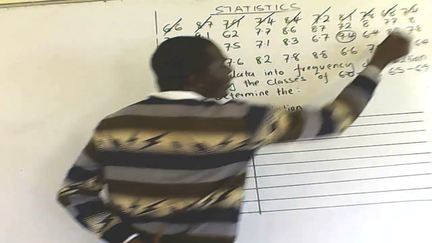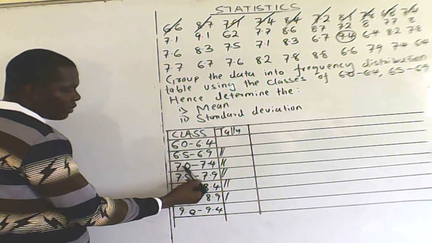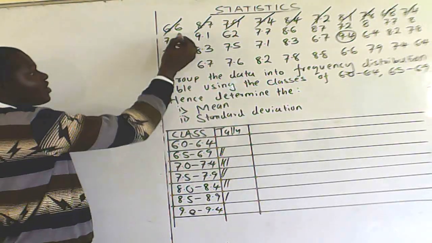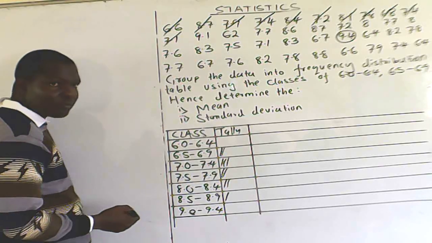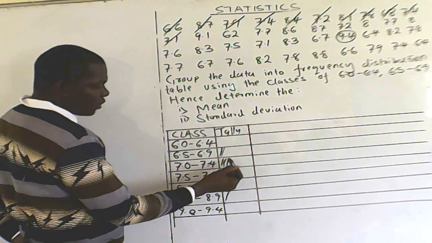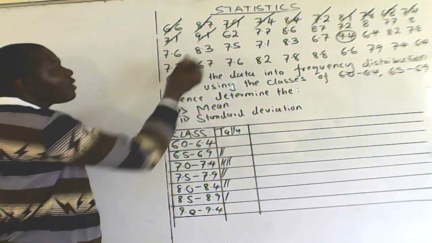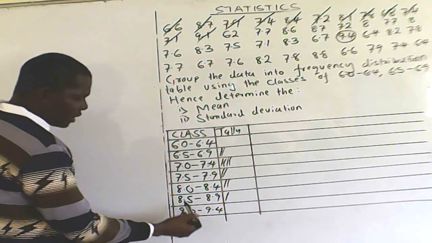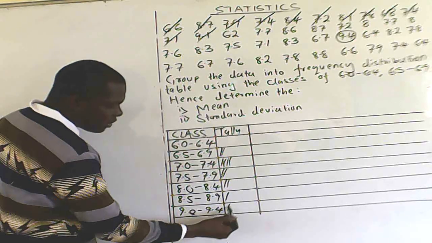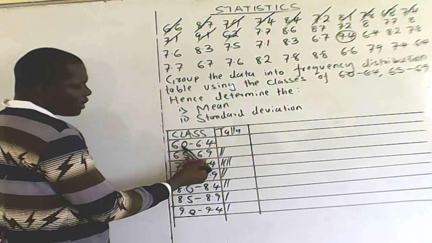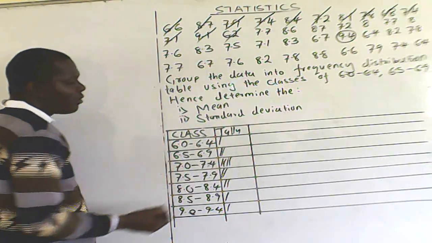The next one, 7.4 is between 7.0 to 7.4. You count it there. Then the next one, 7.1 is between 7.0 to 7.4. Then you continue. 9.1 is between 9.0 to 9.4, and 6.2 is between 6.0 to 6.4.